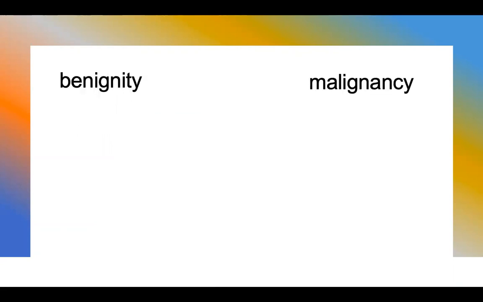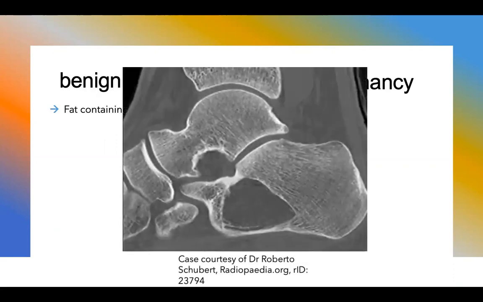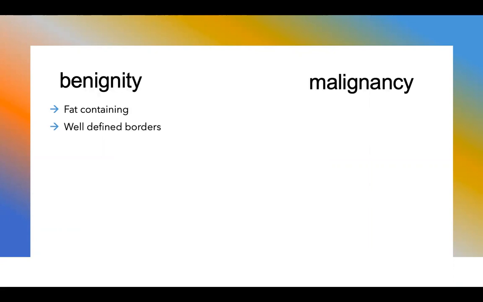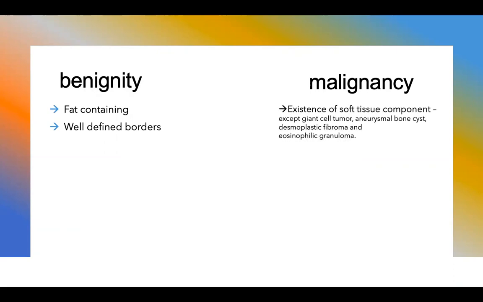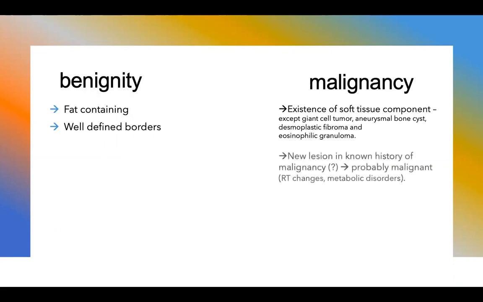So some features that favor benignity are fat within the lesion, like in this case of a calcaneal lipoma, and well-defined borders, for patients that are younger than 30 years old. And there are some features that favor malignancy, like the existence of a soft tissue component, of course with some exceptions.